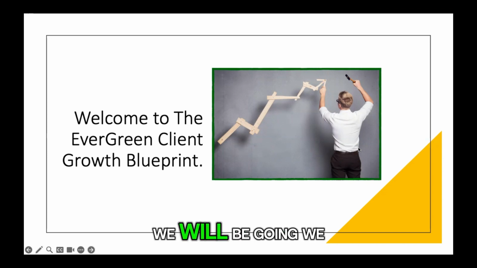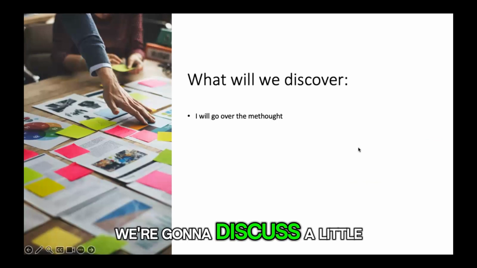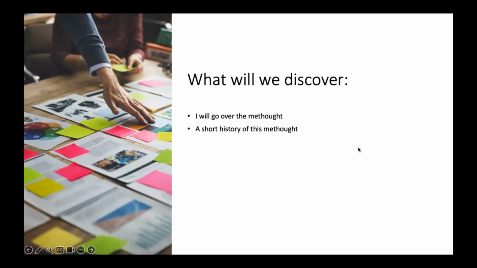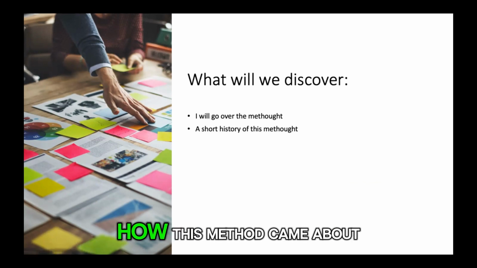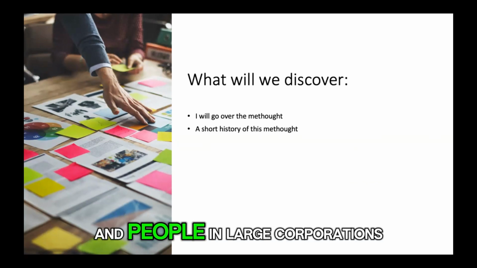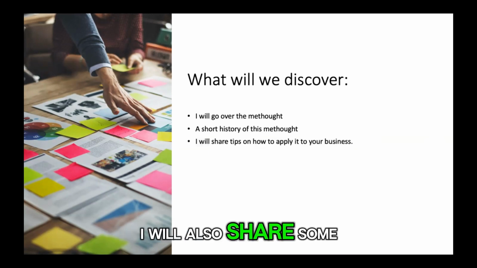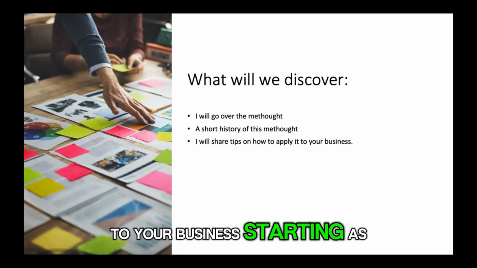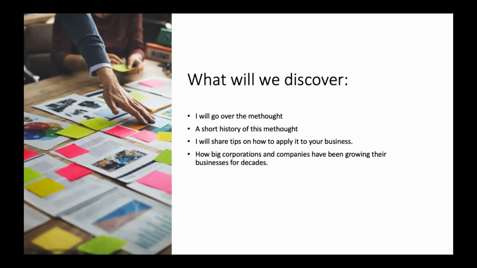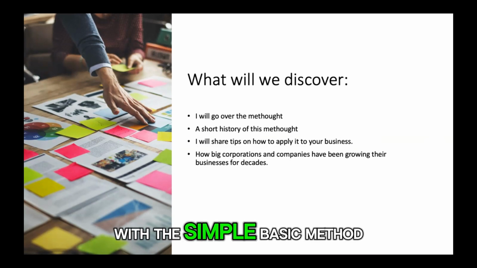In this part of the method, we will be going over the Evergreen Client Growth Blueprint. We're going to discuss a little bit about the method. We're going to go over a short history of how this method came about, why it is so powerful, and why it's the easiest, simplest way for beginners and people in large corporations to grow their business using this simple method. I will also share some tips on how you can apply this to your business starting as soon as today. We will go over how large corporations have been using this for decades, are very successful, and are still able to scale and grow dramatically with the simple basic method.